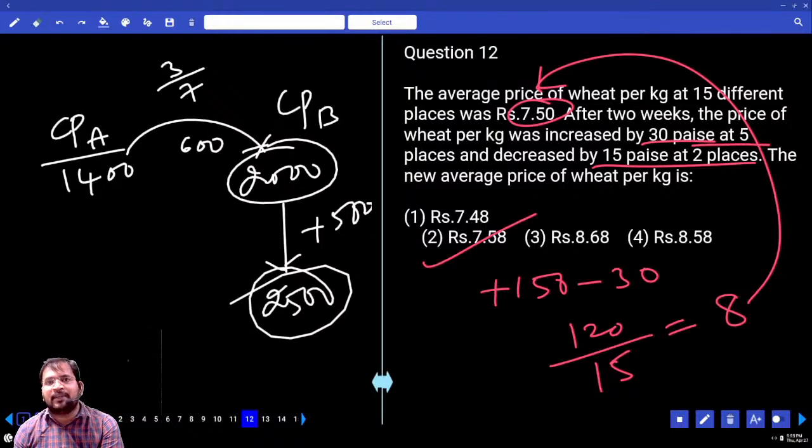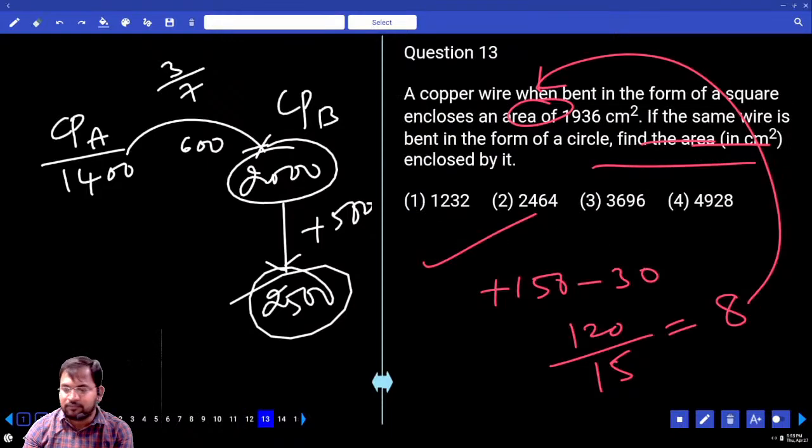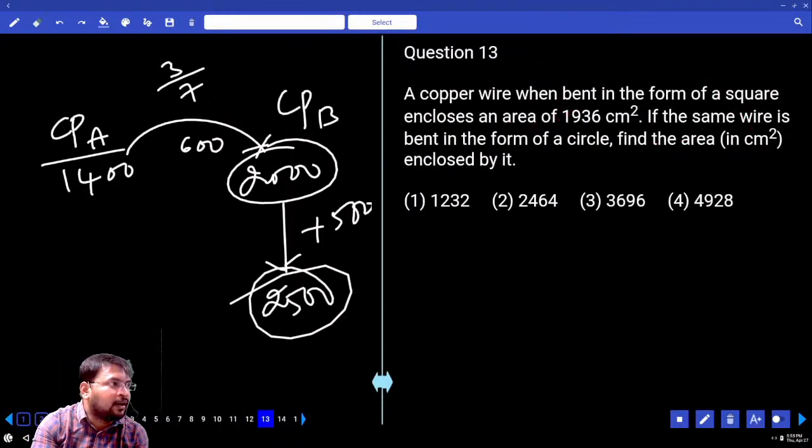If you go for the original method, there is a circus. Like that, 15 into 7.5 minus 5 into 30. If you go for like that, definitely it will take some time. Clear? Shall I go for the next question? Completed?